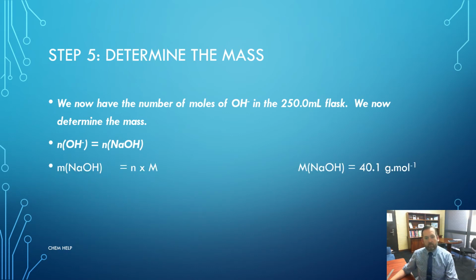Then we can use good old n equals little m on big M, or rearranged, m is n times M. Calculate your molecular mass carefully. There's another mistake people often make. And we get our value of 1.85 grams. That's how much sodium hydroxide we actually have. Remember, our pure sample is going to be smaller than our impure sample, so that's right.